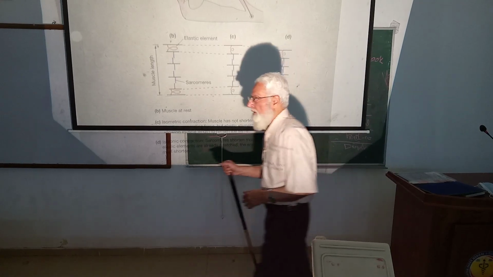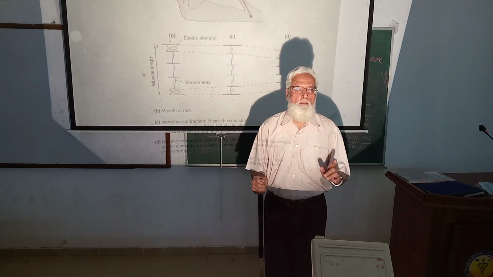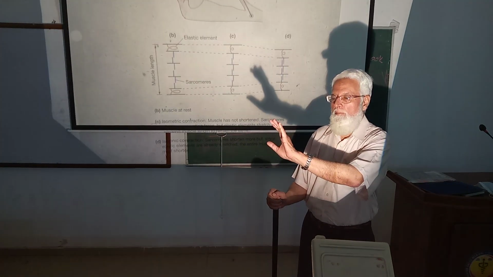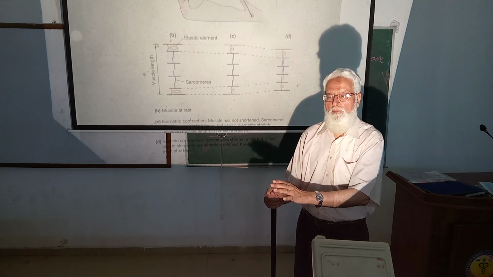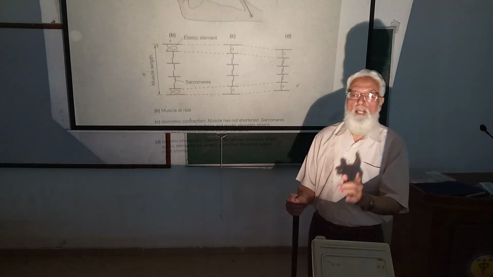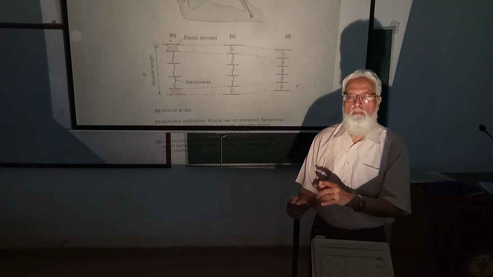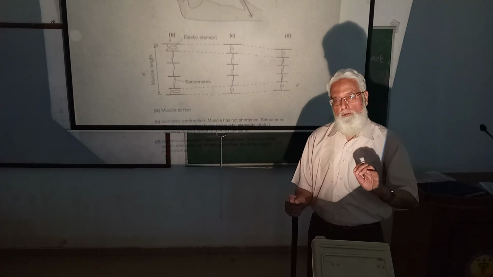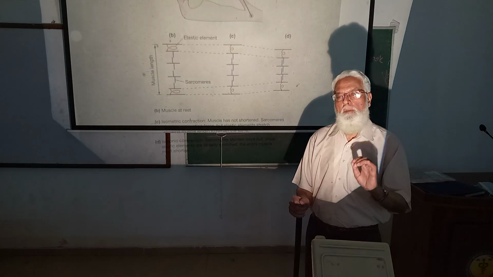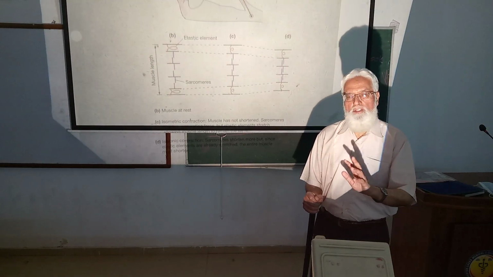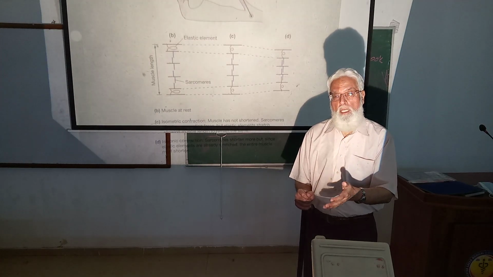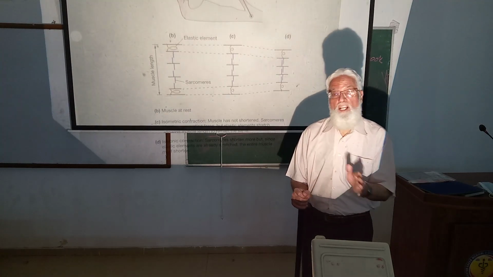Similarly, in running, there is a mixture of the muscle contractions. In running, when legs are lifted up, isotonic contraction. When the leg strikes the ground, it is isometric muscle contraction. So we have seen that walking and running are a mixture of the two types of contractions, isotonic when the leg is lifted up from the ground and isometric when the leg strikes the ground.